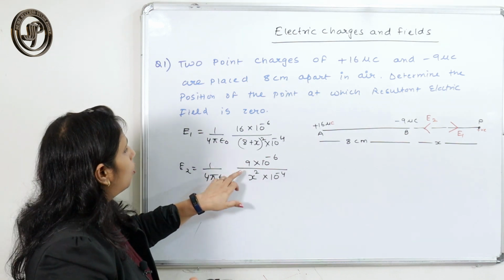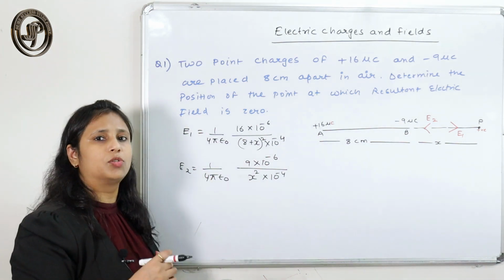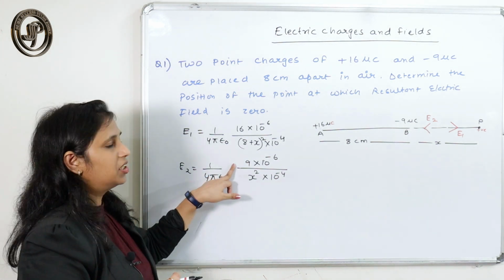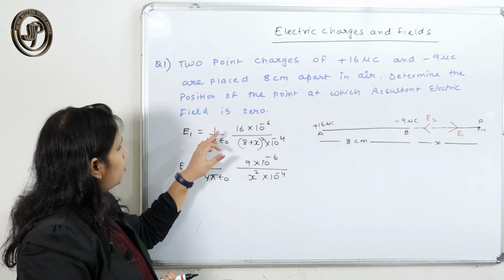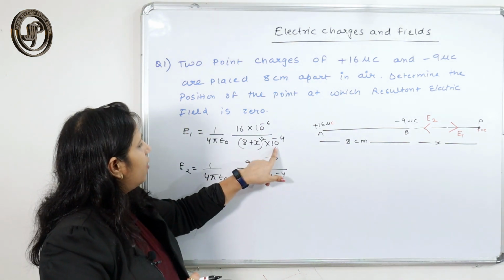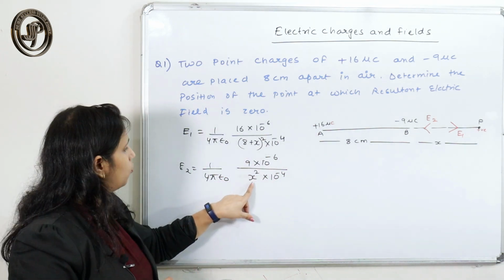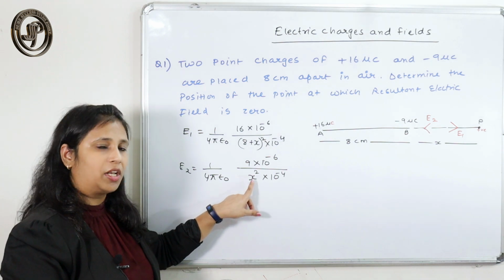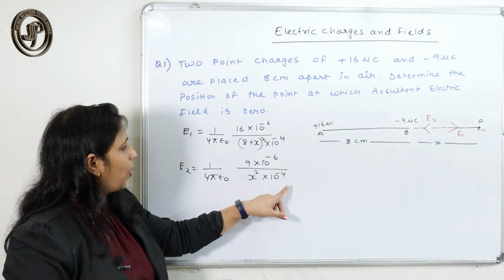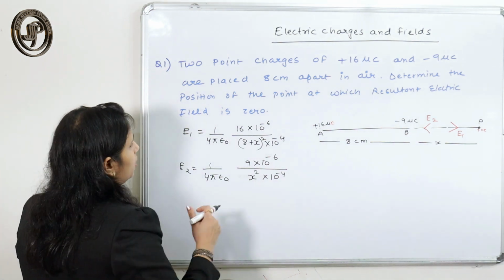Here we don't put the sign negative. The use of this negative sign is only to predict the direction of electric field. Here we don't consider the negative or positive sign. We always take the charge here with the positive sign. And why have I put that 10 raised to power minus 4? Because the distance is in centimeter. In order to convert this into meter, we multiply by 10 raised to power minus 2, and its square will become 10 raised to power minus 4.